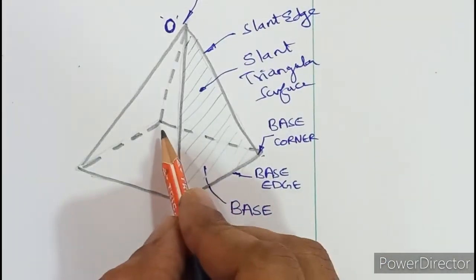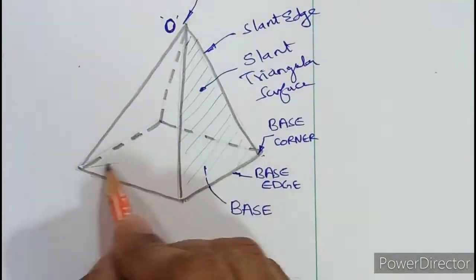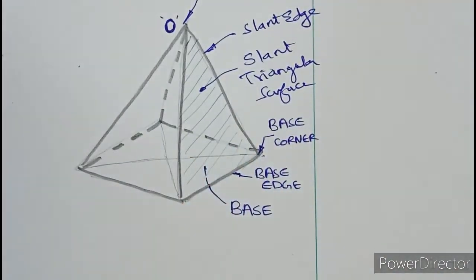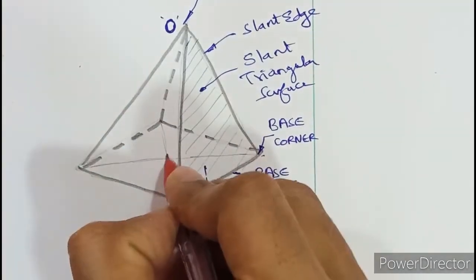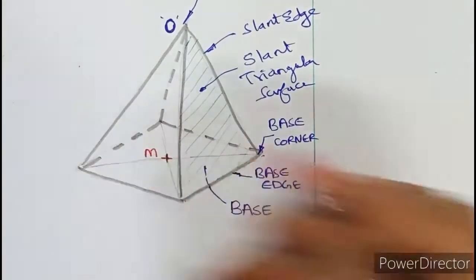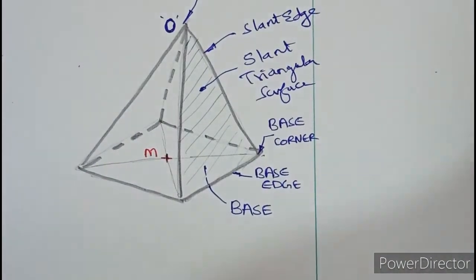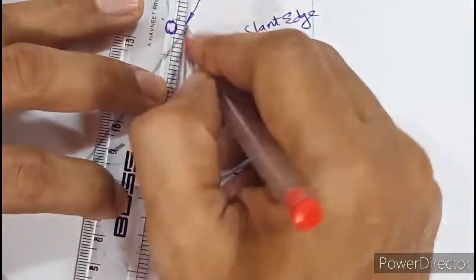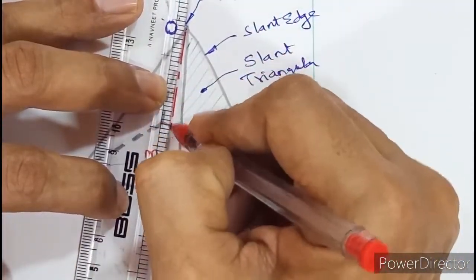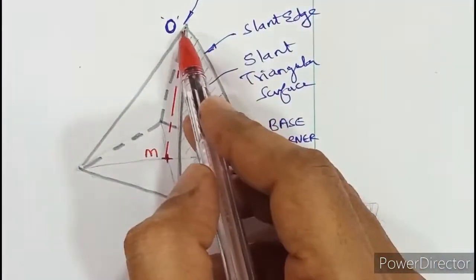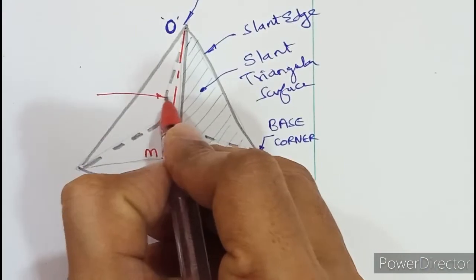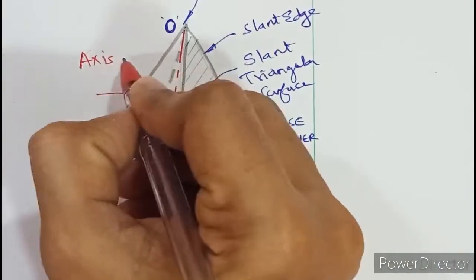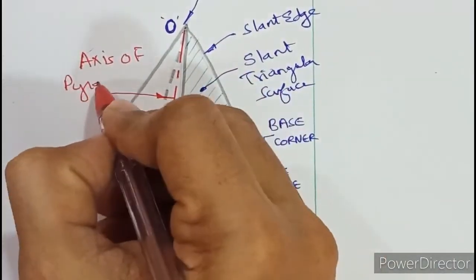Now the last part: if you look at the base of the pyramid and join the diagonals of the square, you are going to get a point over here. This point is denoted by M. So M is the center of the base of the pyramid. Now if I connect O with M by a center line, that is big dash, small dash, big dash, small dash, this line connecting the apex and the center of the base is called the axis of the pyramid. So this line is called the axis of pyramid.